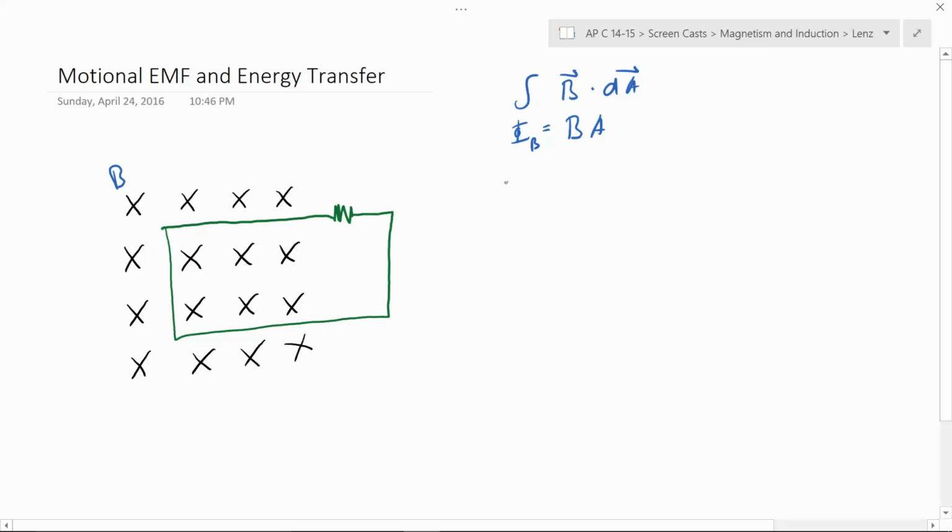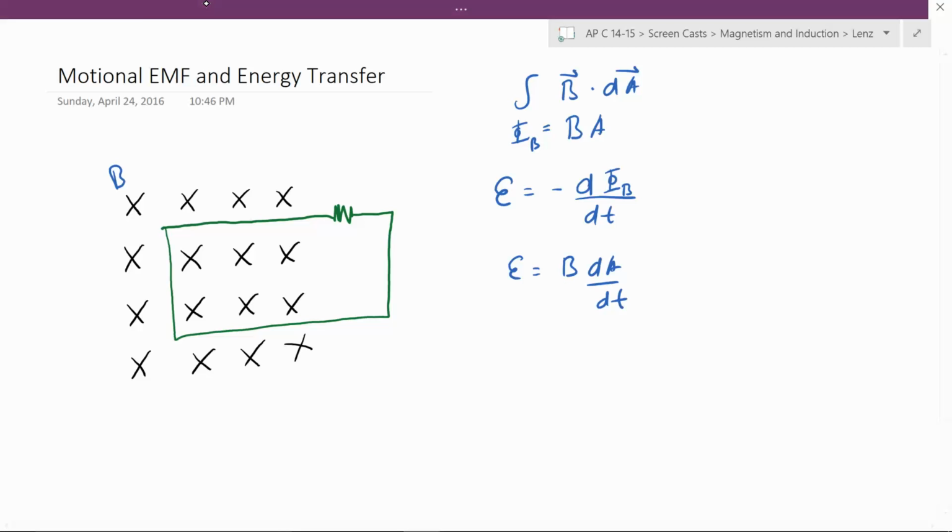Why do we care? Because Faraday's law tells us that there'll be an induced voltage that is equal to the change in the magnetic flux with respect to time. In this particular case, B is not changing, so I can pull that out. That is just a constant. Now the area is changing. In fact, I'm going to not write the negative sign here. That may bother people. B, now dA/dt.